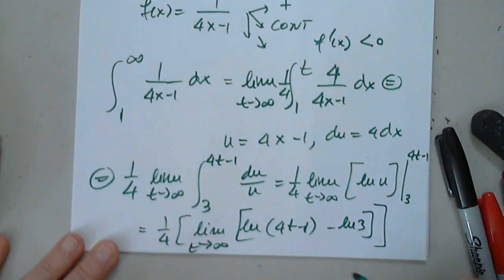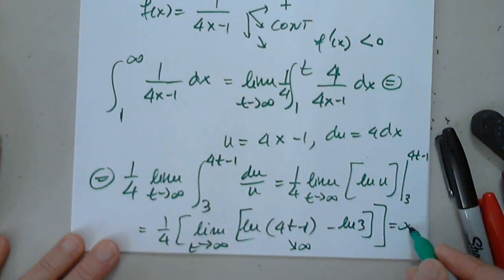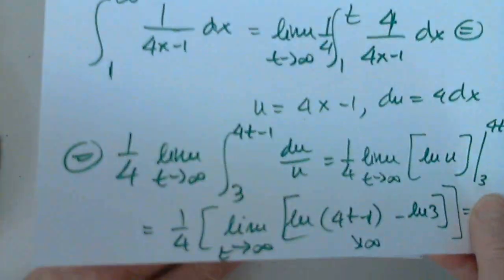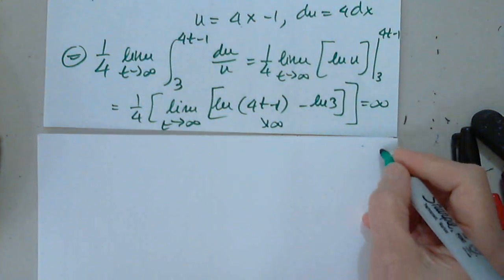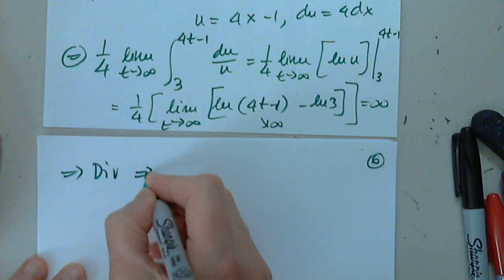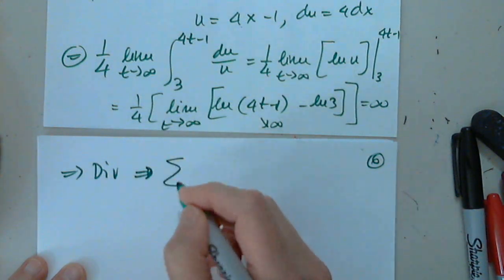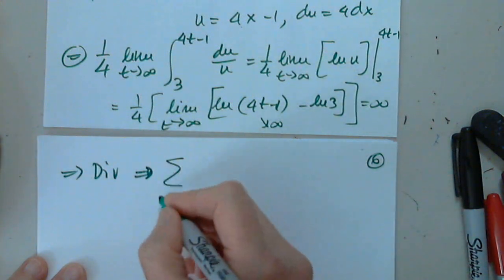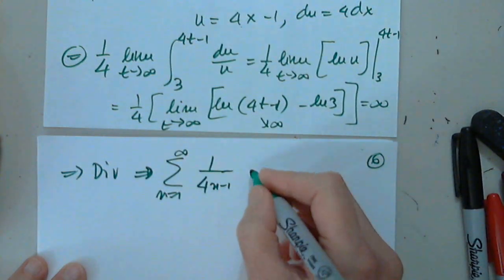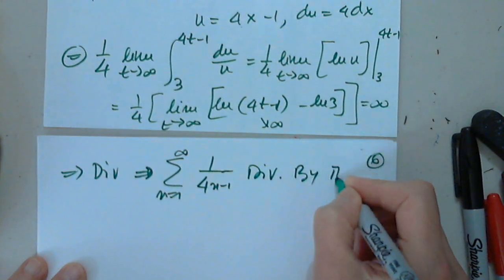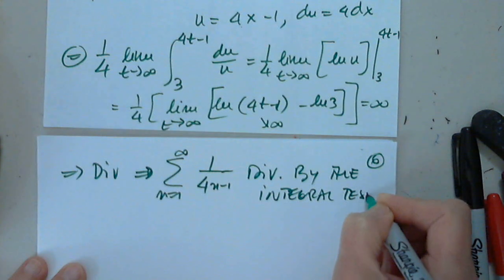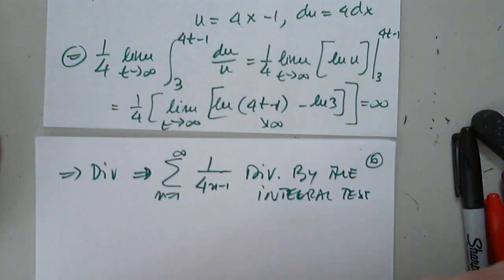Good. So obviously this approaches infinity, so the answer is infinity, which means that the improper integral does not converge, is divergent. And from here we conclude that this infinite series, n equals 1 to infinity of 1 over 4n minus 1, is divergent by the integral test. We continue in the next video. Thank you.